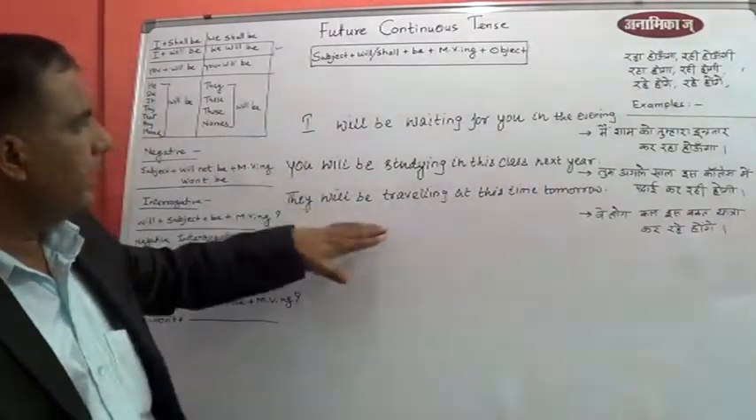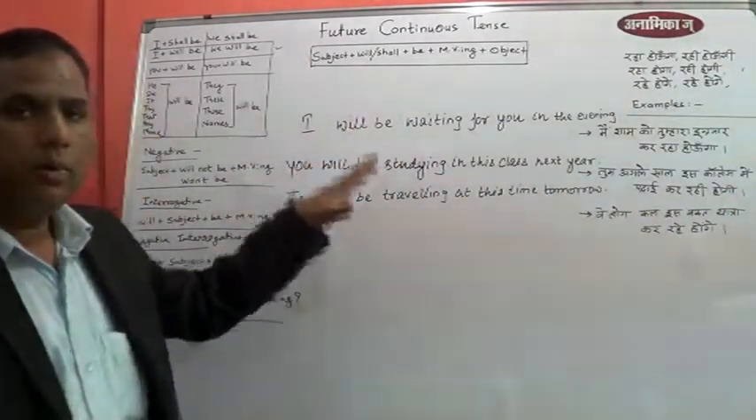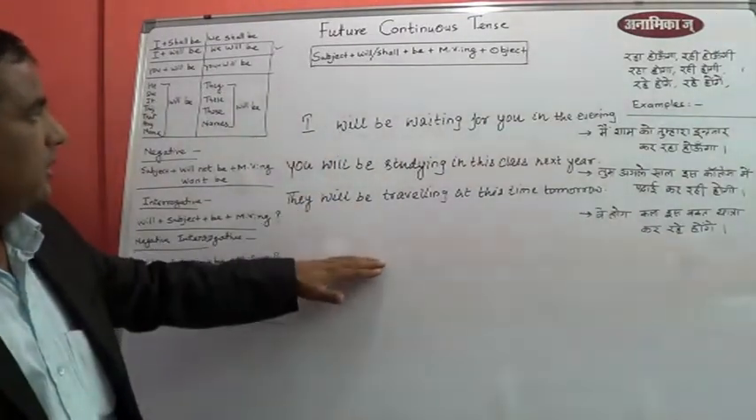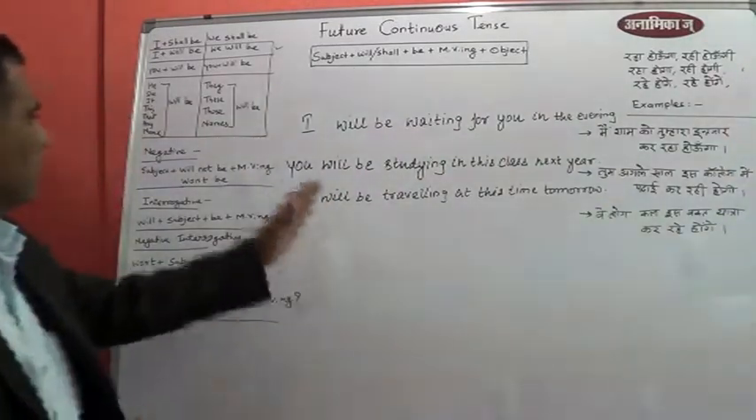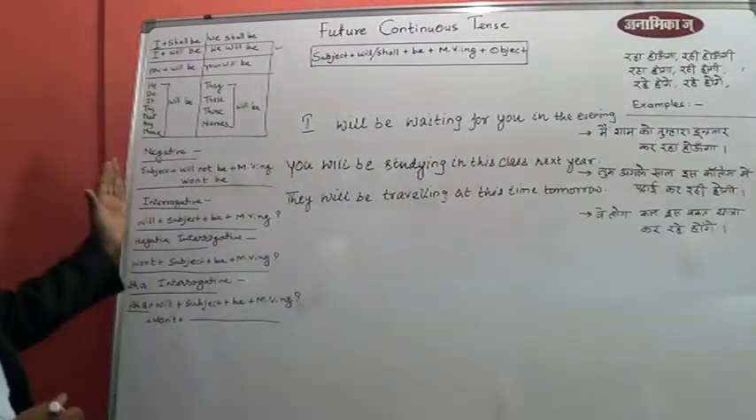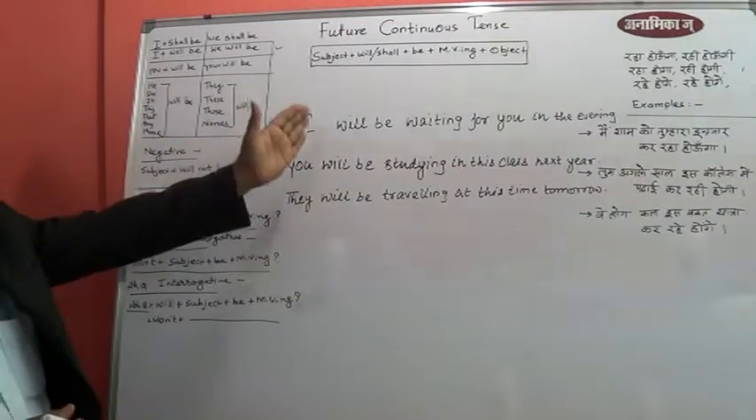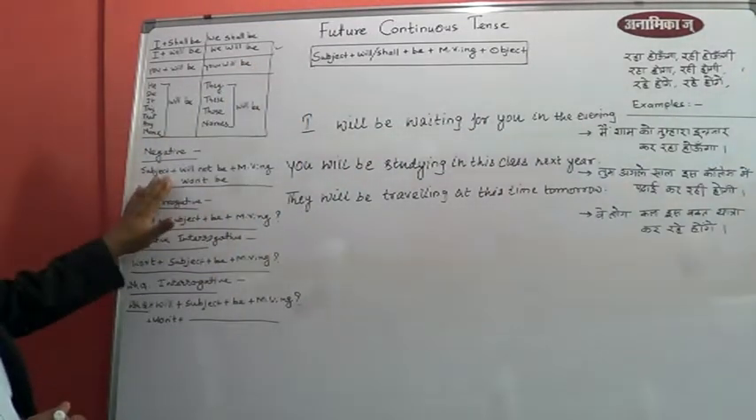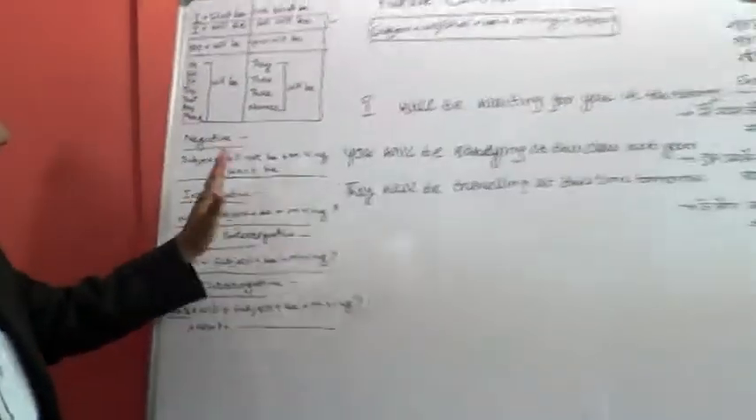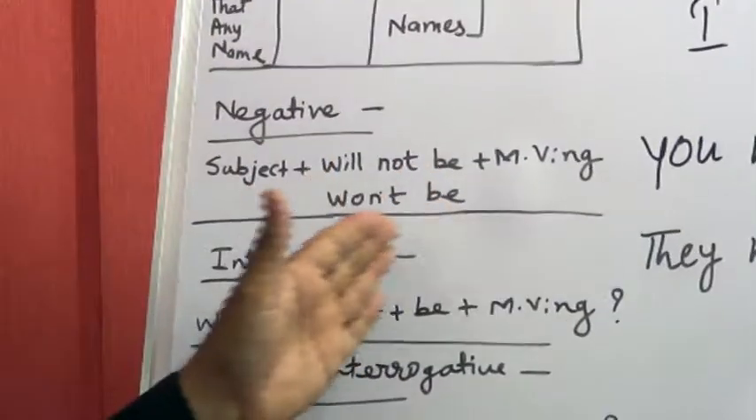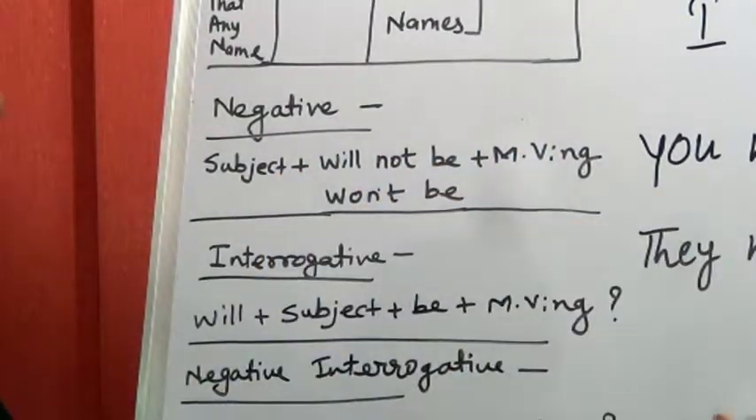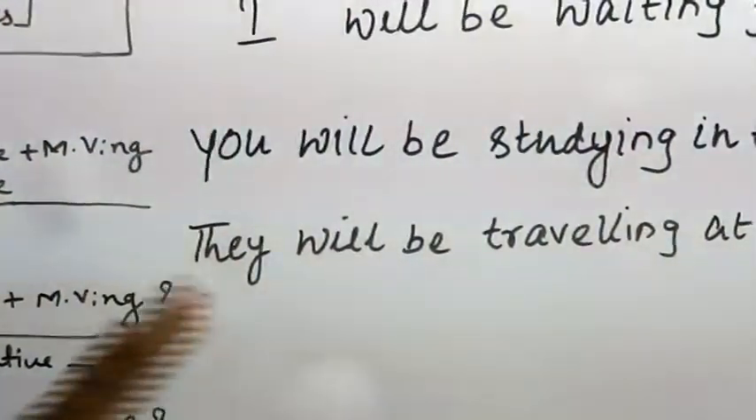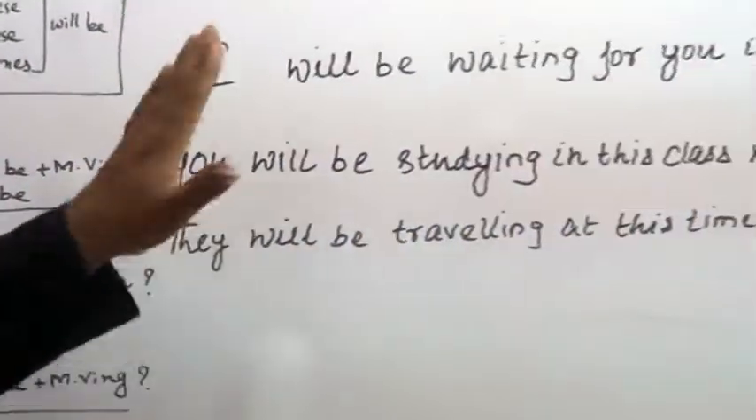Now they are those sentences which are positive. Now let's see how to get the negative sentence. Now if you want to convert a positive into negative, then instead of will be, we will have will not be, and in short it becomes won't be. So by putting won't be instead of will, we make the sentences negative. Now let's see how this can be done.